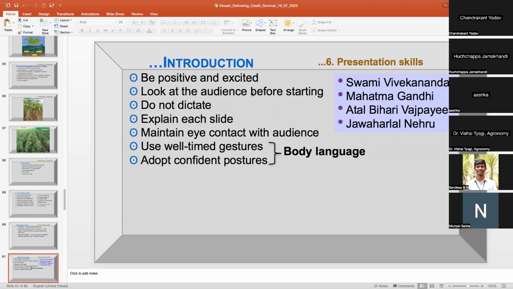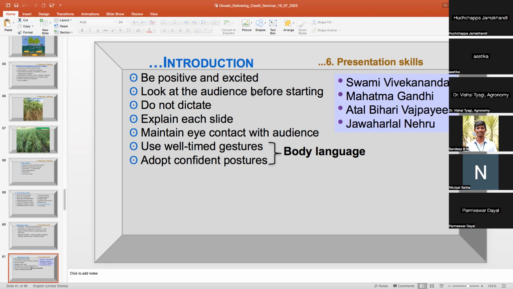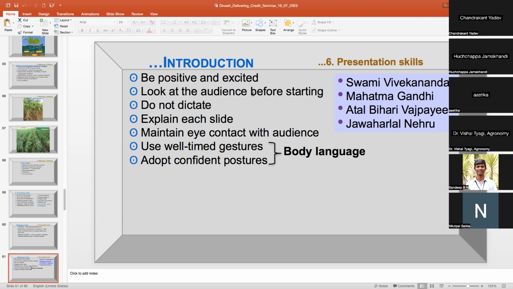Now, you are just introducing, just starting. So you have to be very, very positive, look very positive and excited. Look at the audience before starting. Just have a glance from left to right and right to left. Just see them, make eye contact with few people, that you are not fearing them. Ensure them that you do not have any fear. You must make this audience realize that you are not fearing. You are happy, you are okay with the people.